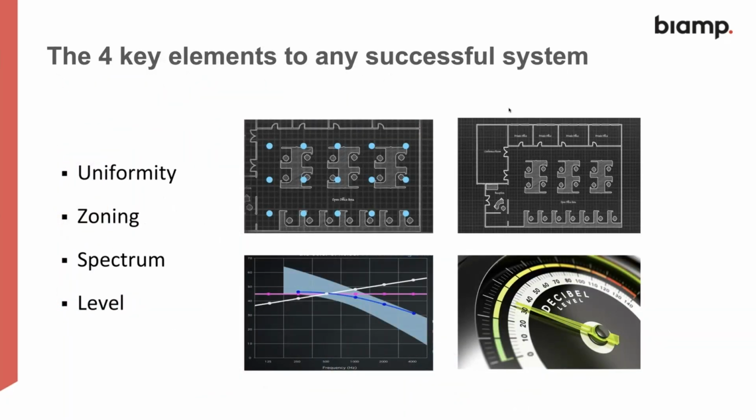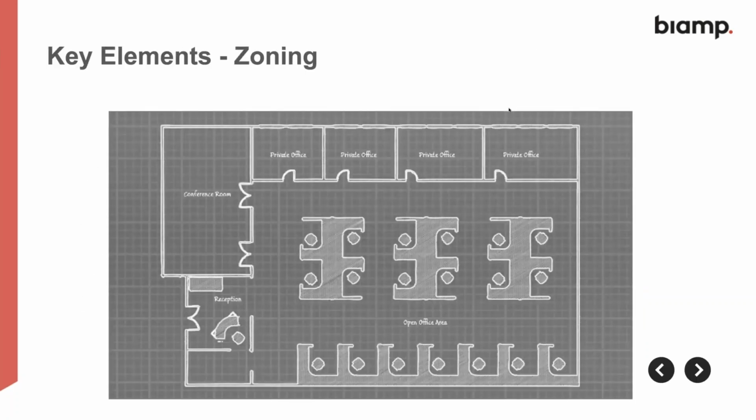Now, in order to make these effective, you need four key elements, really. The uniformity, the zoning of the system, the spectrum that we're going to operate within, and also the level. All of those things are really important. Otherwise, you don't get the best possible effect.